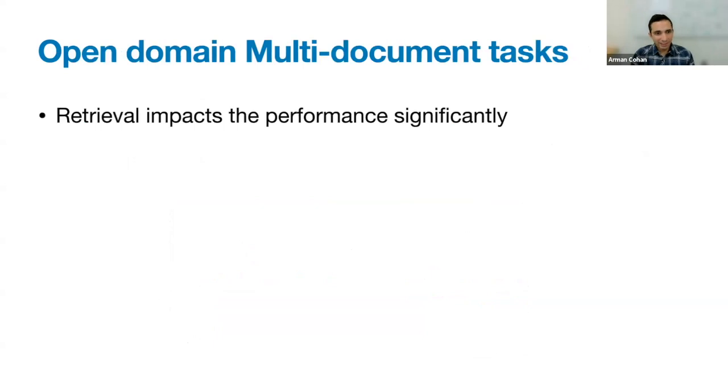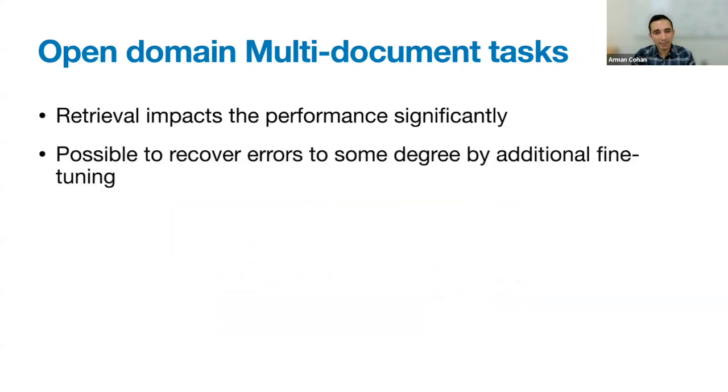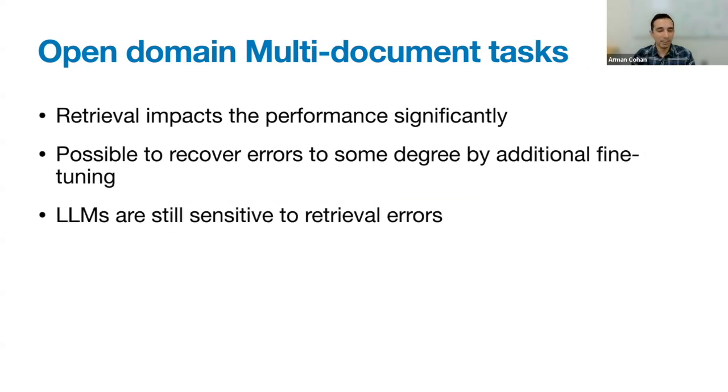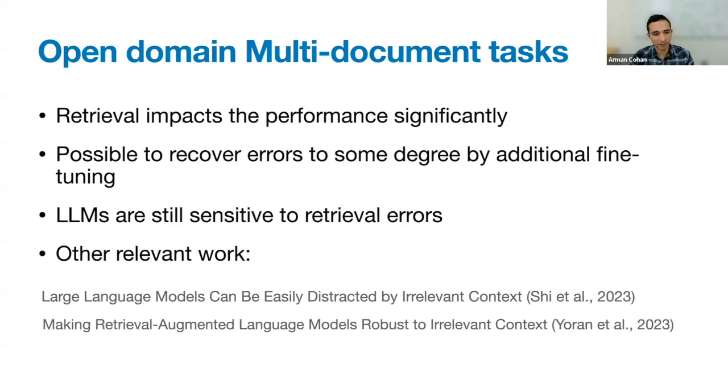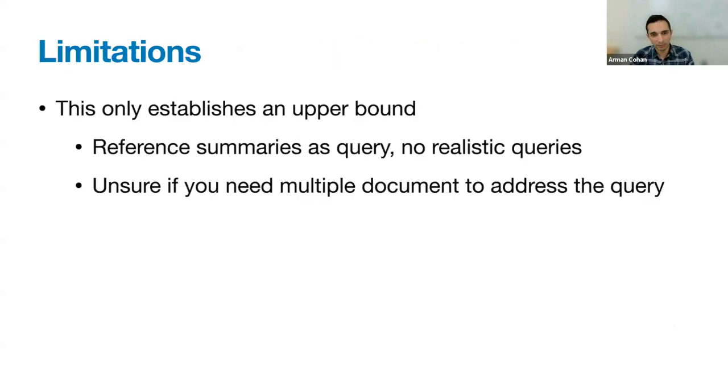So the takeaway is that retrieval impacts the performance of these open domain multi-document tasks. It is possible to recover some of these errors, but LLMs are still very sensitive to this type of retrieval error. There are other types of work that show similar findings. For example, this work from, I think it was CIIR last year, showed that large language models can be easily distracted by irrelevant context, or this other work that showed how you can make them a little bit more robust to this irrelevant context.